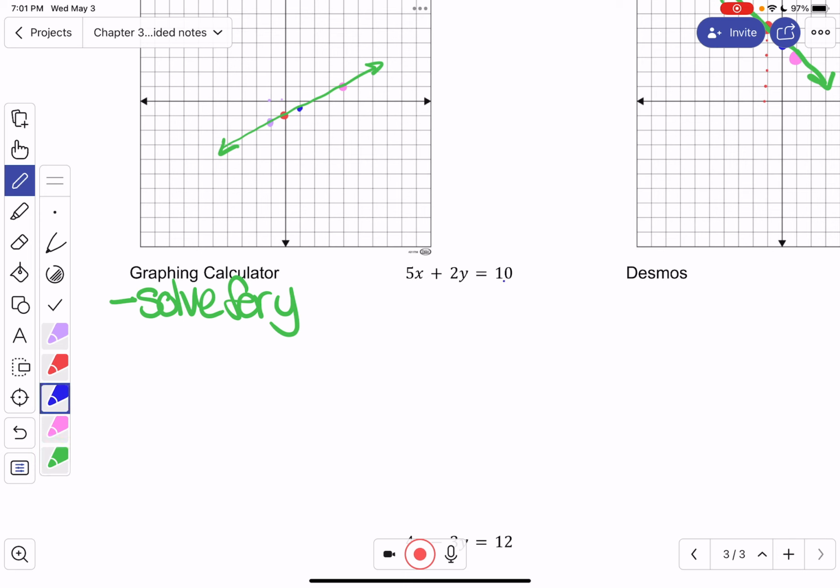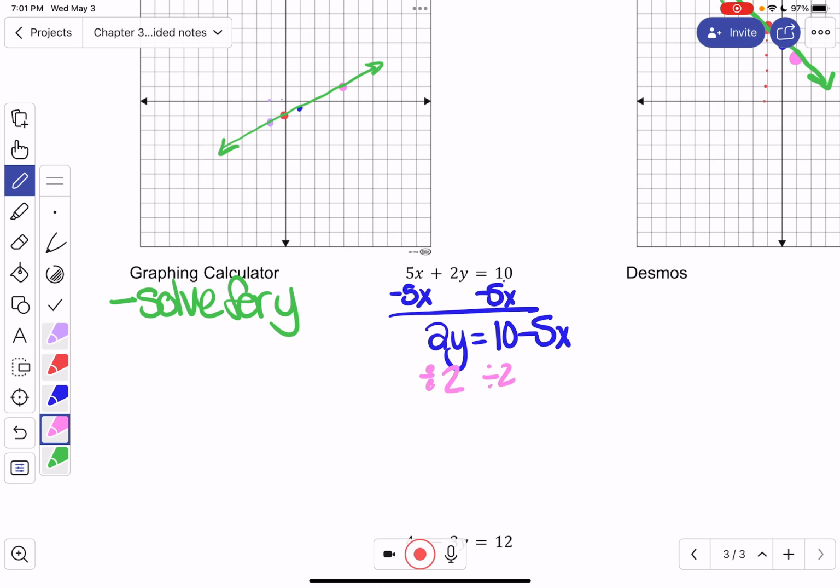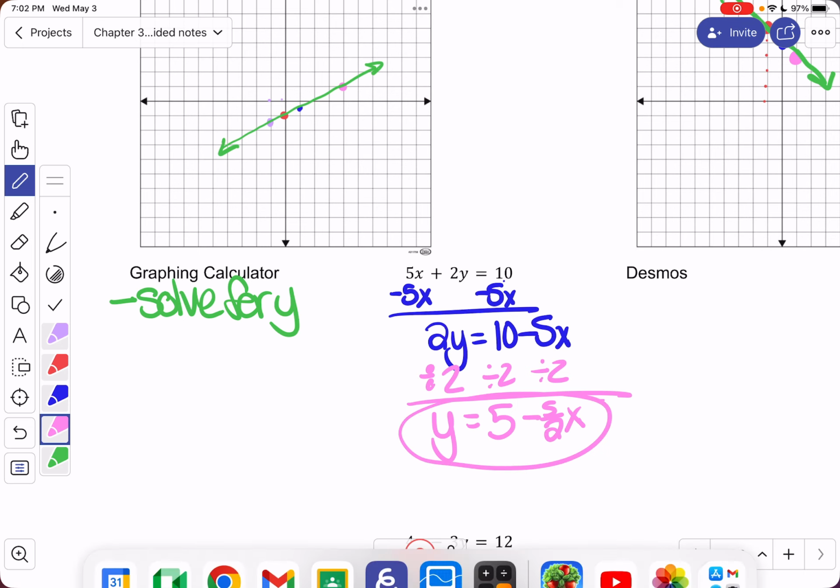So to make this one solve for y, we're going to move the x to the other side. So 2y equals 10 minus 5x, because they're not like terms. To get the y alone, we're going to divide everything by 2. So 2 divided by 2 is 1. 10 divided by 2 is 5. And negative 5 divided by 2 is negative 5 over 2. So now we have this equation, y equals 5 minus 5 over 2 x.